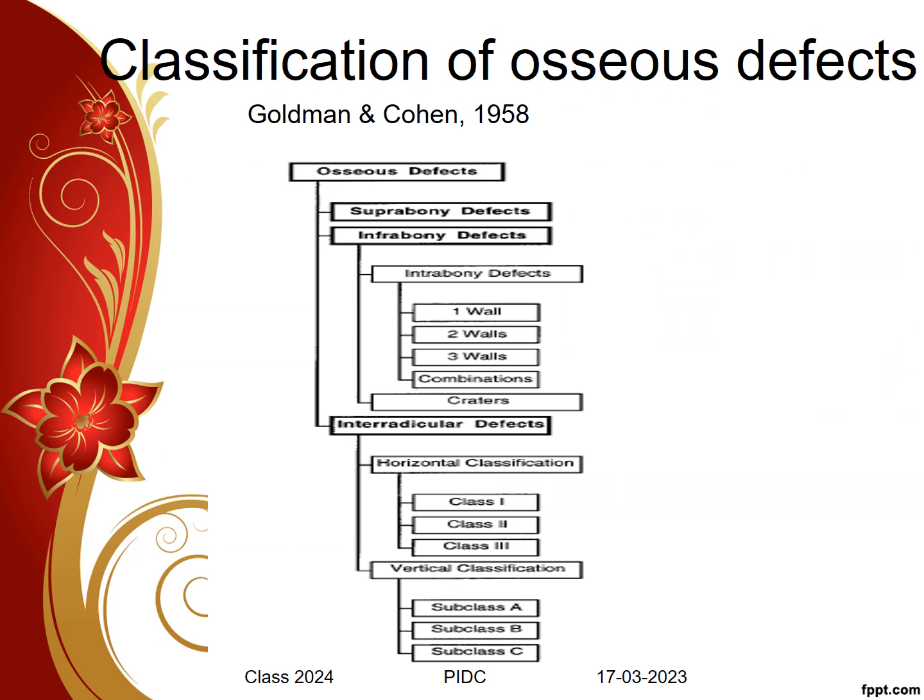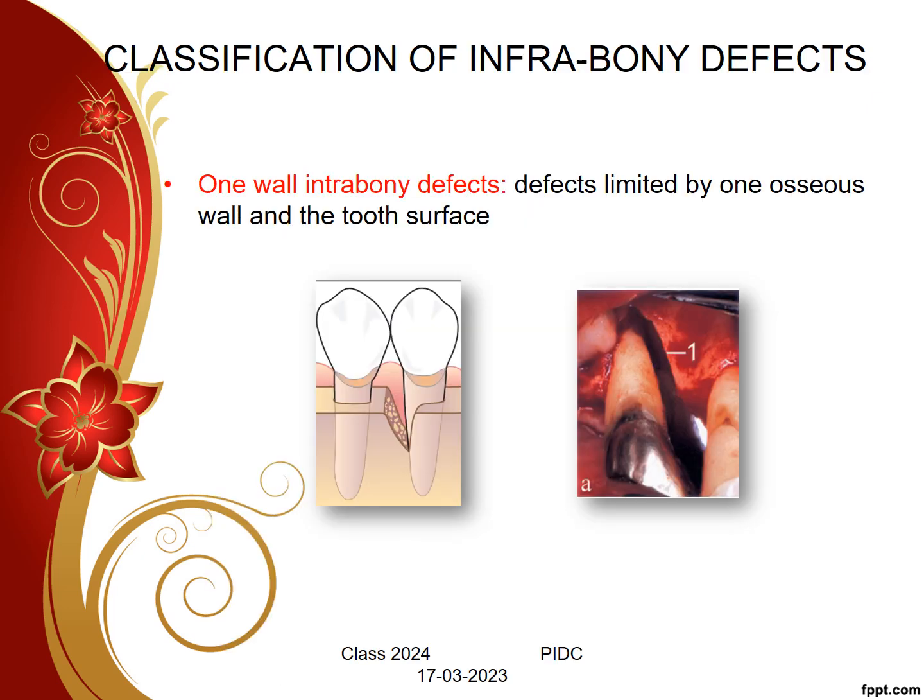Classification of osseous defects: it could be suprabony or infrabony pockets, and interradicular defects. Infrabony pockets have been further classified as one wall, two wall, three wall, and combination, along with craters. We will see what these are. Interradicular defects, again, are a kind of furcation involvement. So starting with the classification of the infrabony defects.